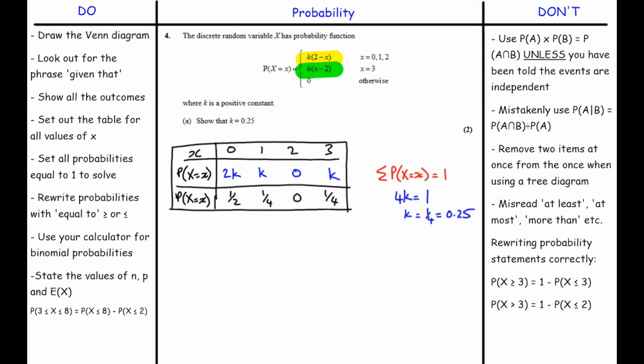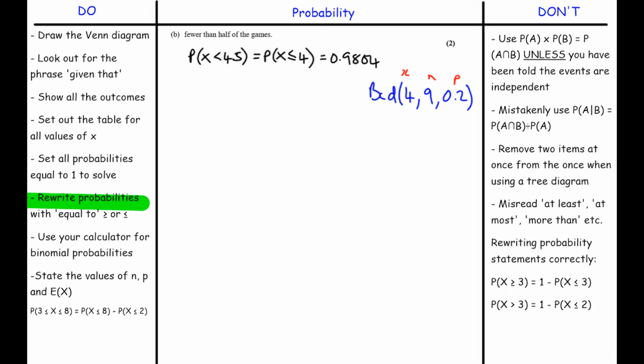Okay, next, setting out a table for all values of x when you're working with discrete random variables. Very first thing that I did is I made a table and I put in the values 0, 1, 2, and 3. I then followed the specific rules that are in place for me to know an expression for each of their probabilities. Then I set all probabilities equal to 1, and from there I was able to solve for k. All right, after you've solved for k, don't forget to write the actual numerical values back into the table for reference later on during the question.